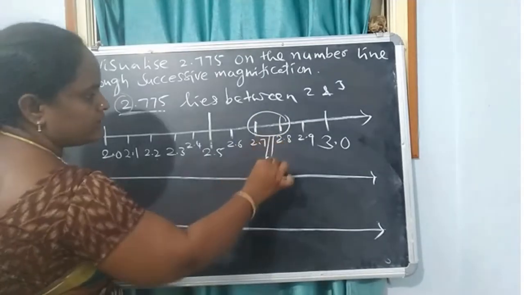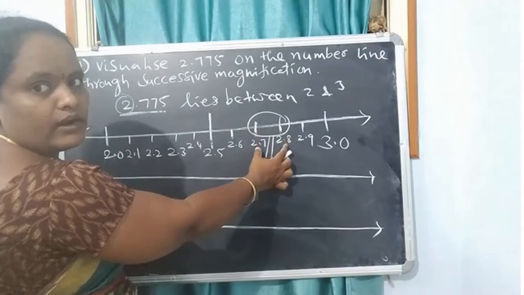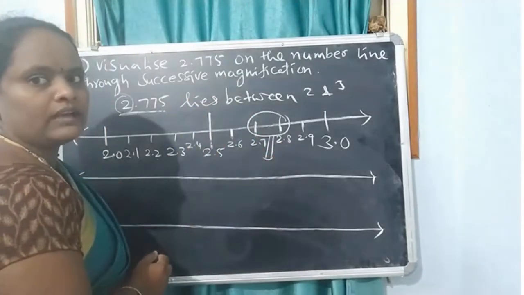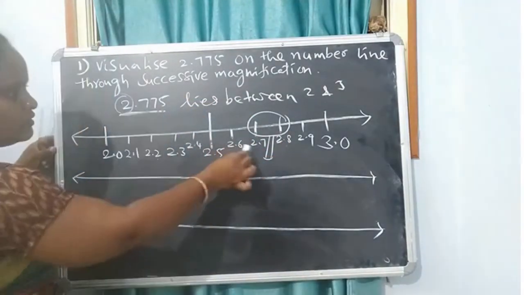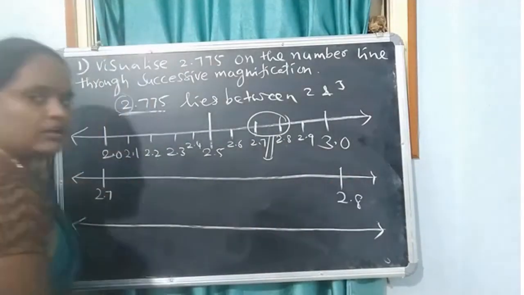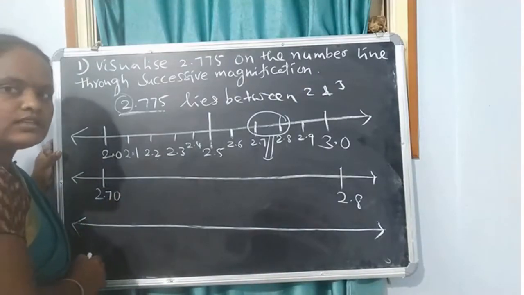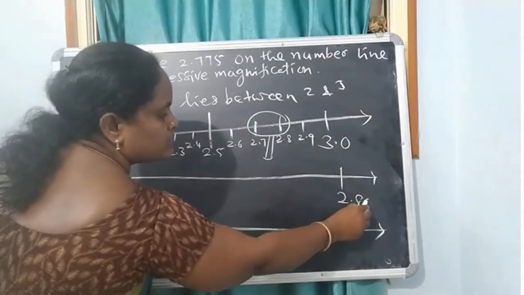Now let us magnify this portion. Let us expand the portion between 2.7 and 2.8 and observe it through a magnifying glass. I am going to take both 2.7 and 2.8 on the second number line. I want up to 2 decimals, so I am writing 70. 2.70 is the same as 2.7 and 2.80 is the same as 2.8.